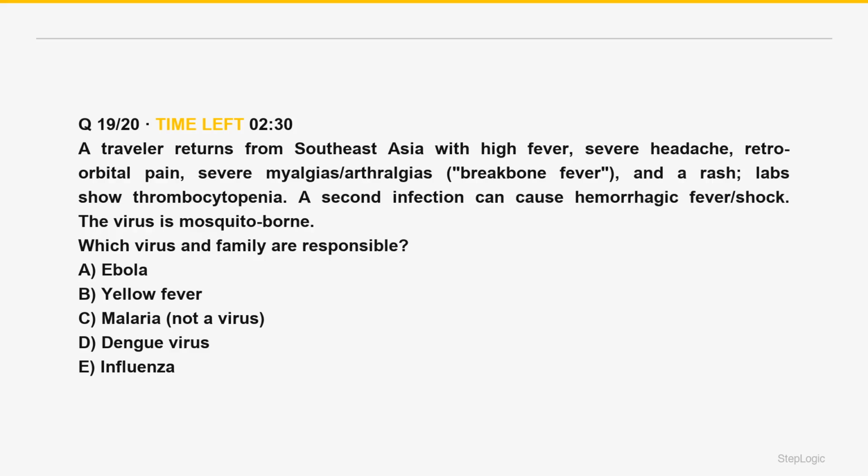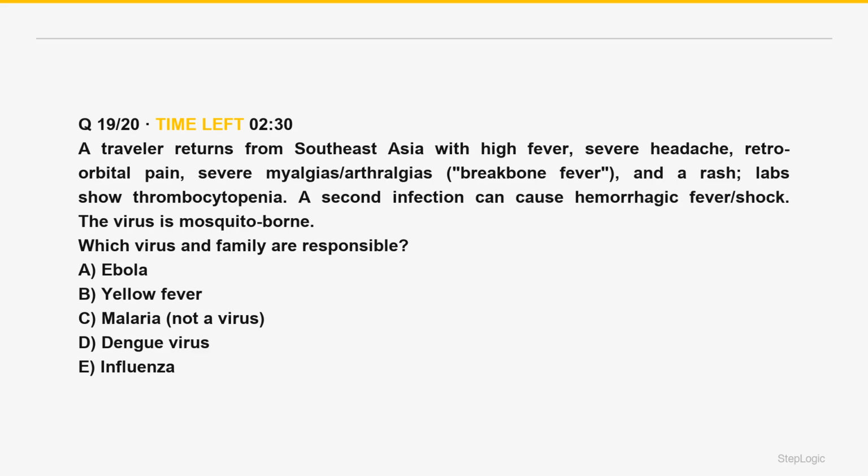Which virus and family are responsible? A traveler returns from Southeast Asia with high fever, severe headache, retroorbital pain, severe myalgias and arthralgias, breakbone fever, and a rash. Labs show thrombocytopenia. A second infection can cause hemorrhagic fever or shock. The virus is mosquito-borne.